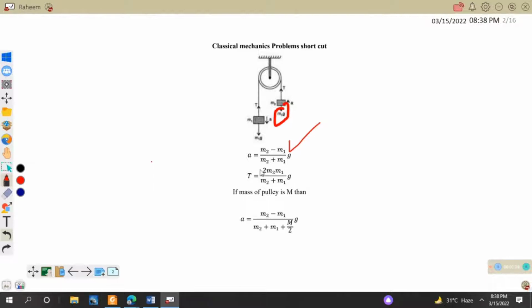Because we have two equations and two unknowns, we can solve for tension also. So tension will be equal to 2 M1 M2 over M1 plus M2 into G.